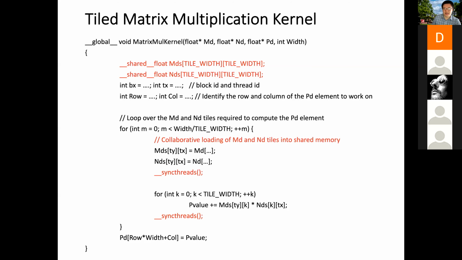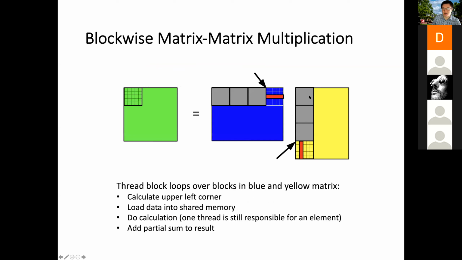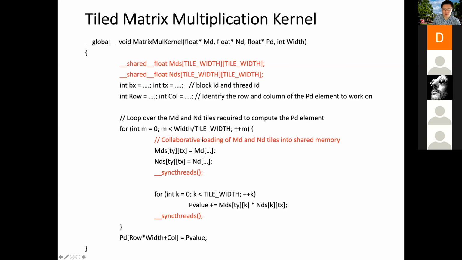Okay, the reason is that the whole thread block's data loaded into the shared memory could be used multiple times, right? That's the idea. You load the data one time, but you keep using that in the shared memory. Okay, so that's the general idea of how you utilize the shared memory.